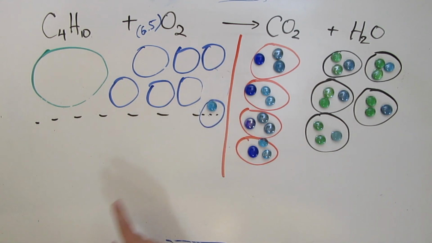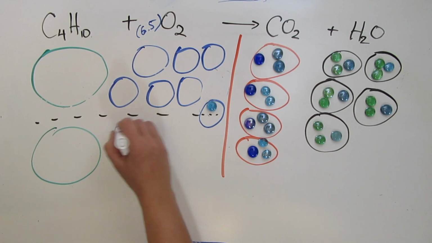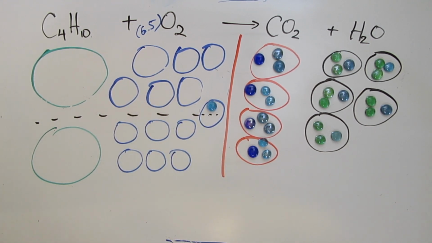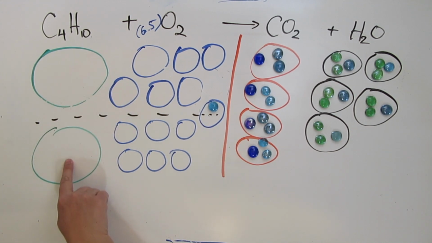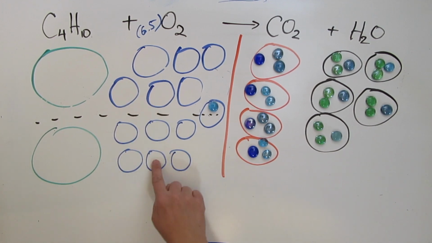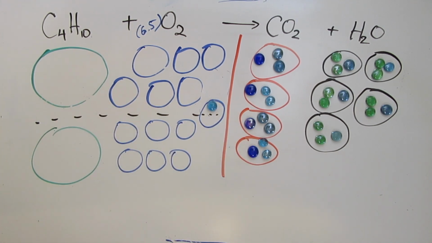If we doubled everything that we started with, except for that half package, you could see that to use up this whole C4H10, we would need 6 more packages of oxygen plus another half package. And this half package using up this butane plus this half package for using up this butane would make one whole package of O2.